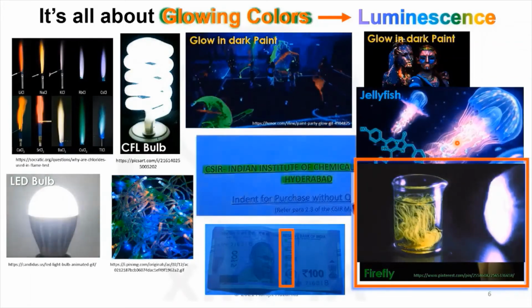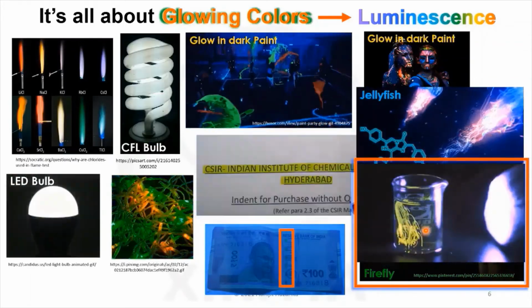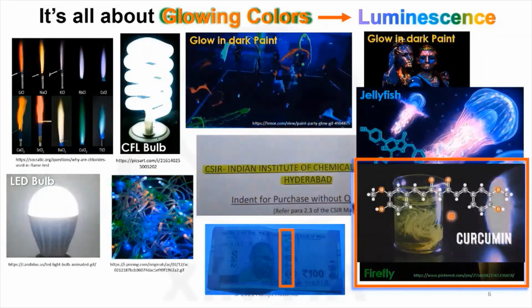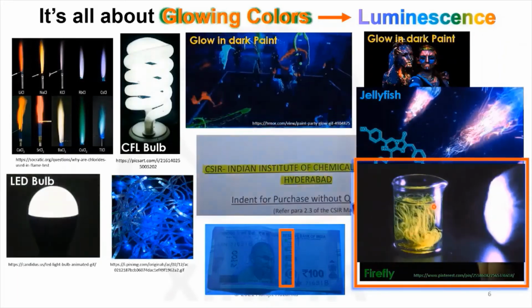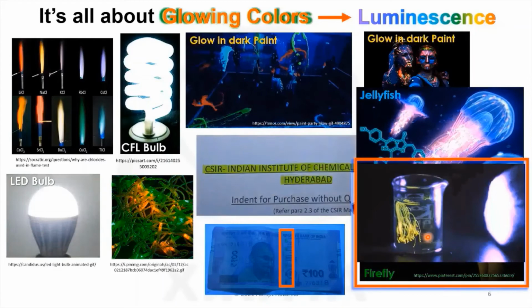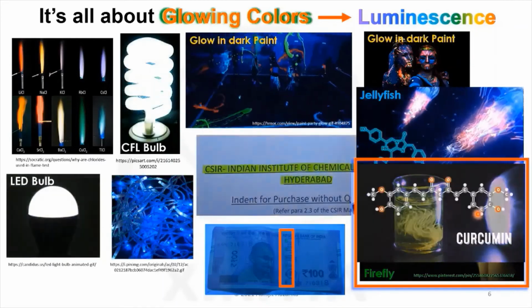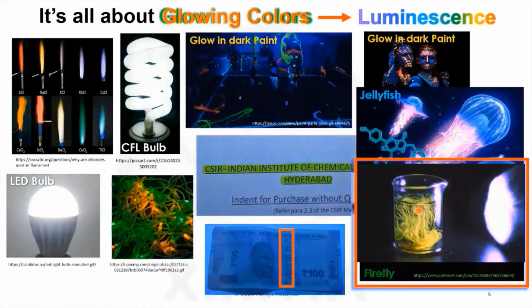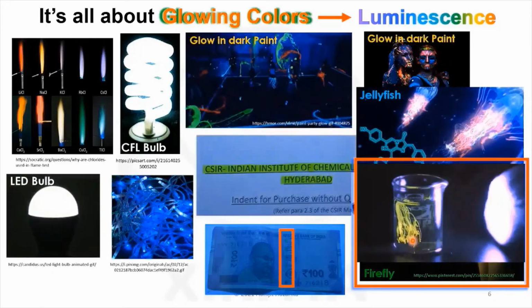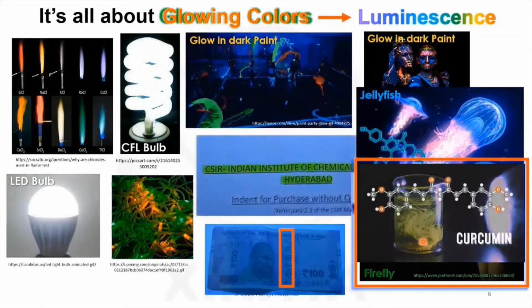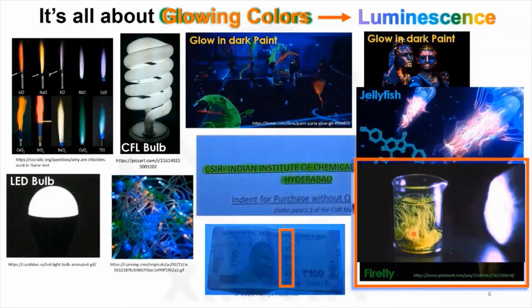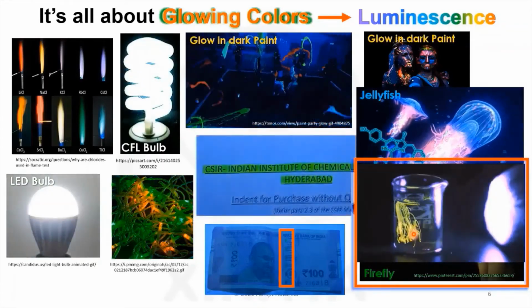Now you can do a small and very simple experiment at your home. You can take a small pinch of turmeric powder and put it in some alcohol solution. And if you expose the solution to a UV lamp, you can see a greenish yellowish glow from the solution. Which is because of this chemical curcumin that is present in the turmeric powder.